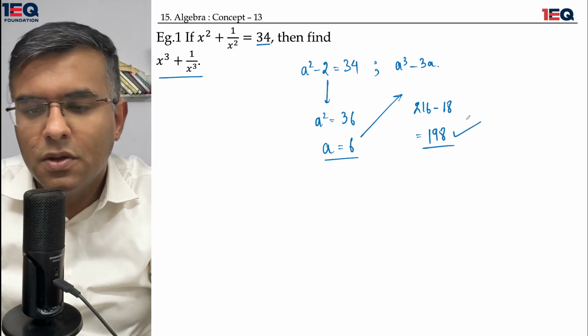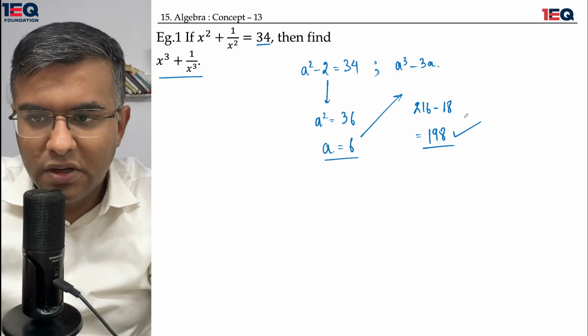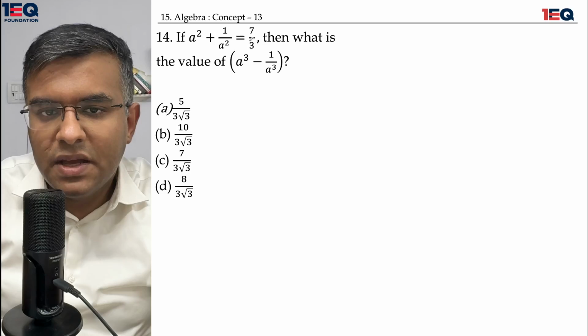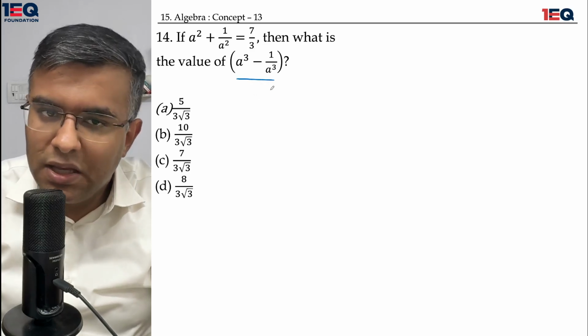Yep, so 198 simply is my answer. I hope we are clear about it. Yes, so let's move on. Okay, a square plus 1 by a square is equal to 7 by 3. Then what is the value of a cube minus 1 by a cube?